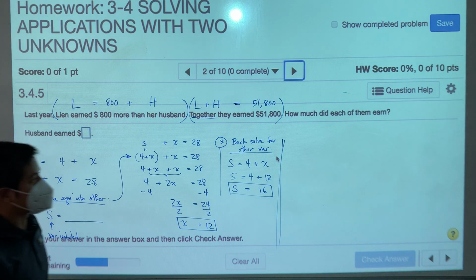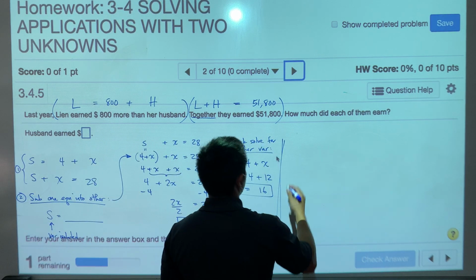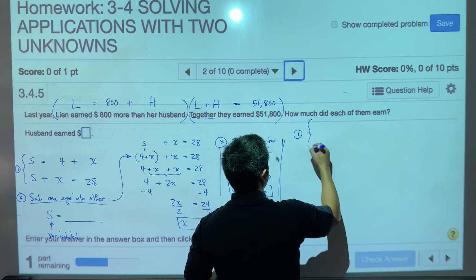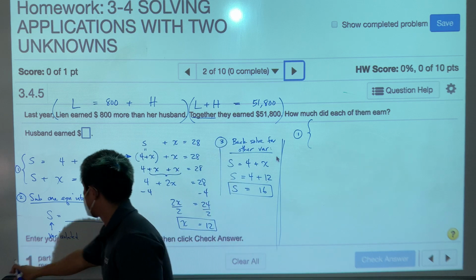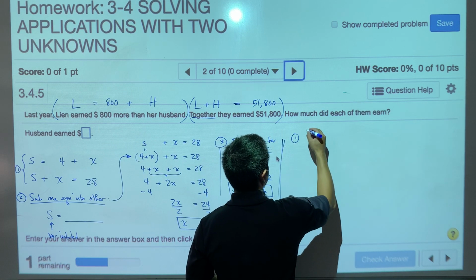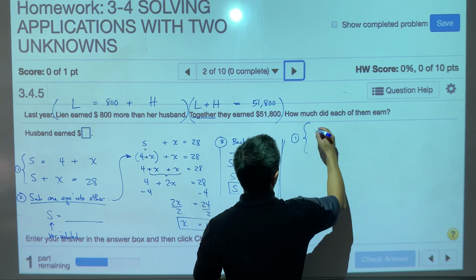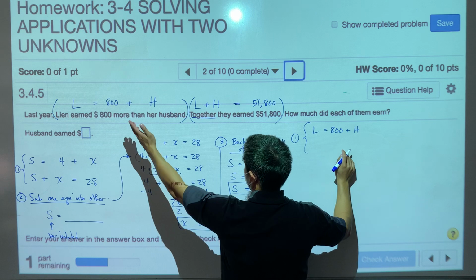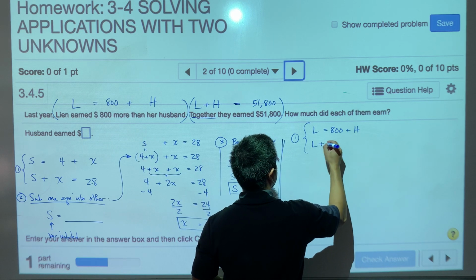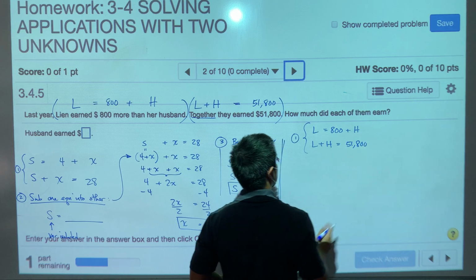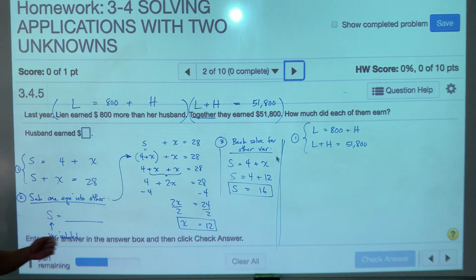Okay. So, step number 1, which I said earlier, is to do what? Step number 1 is to create your equations. L equals 800 plus H. There was my first one. And L plus H equals 51,800. There's the end of step 1, just like over here.